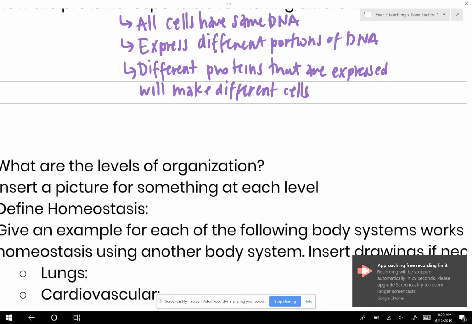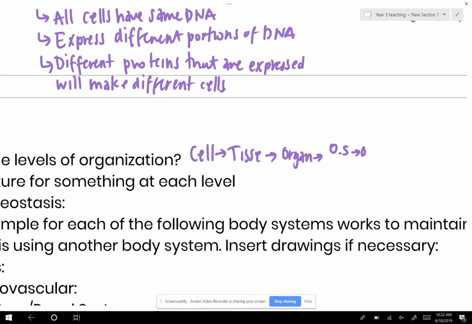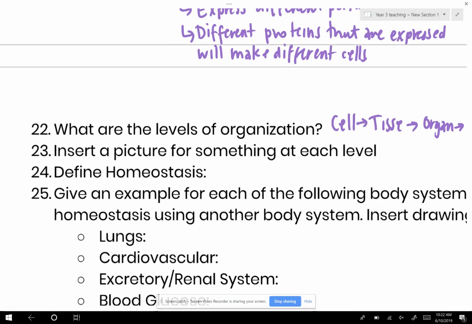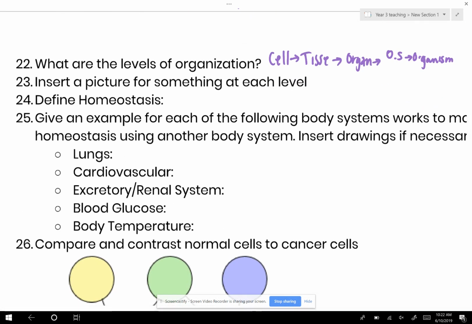So levels of organization, just real quickly, we have cell, tissue, organ, organ system, and organism. Okay, so those are each of our different levels of organization. I'm going to come back with homeostasis in a sec.